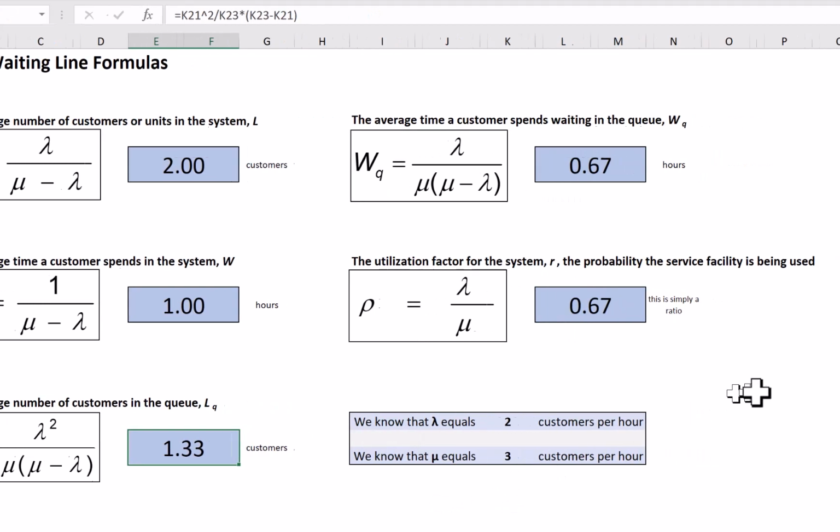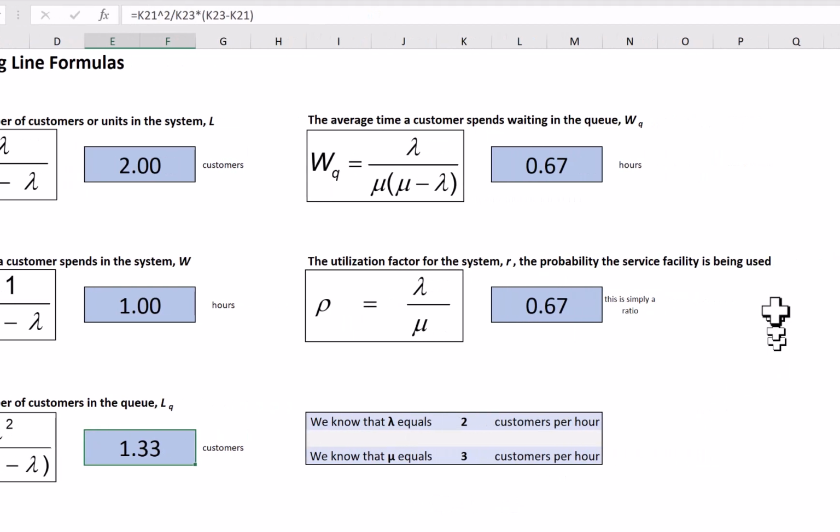The rest of the equations are solved equally and just as easily by simply substituting the values for the contents of the cells K21 and K23 into the respective formulas.